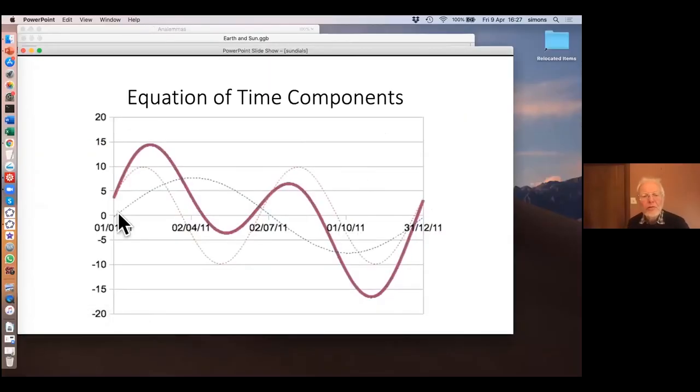And there we are. So the 6 monthly component, the steepest gradient corresponding to the longest solar day, is 21st of December and 21st of June. And the steepest negative gradients are in April and September.